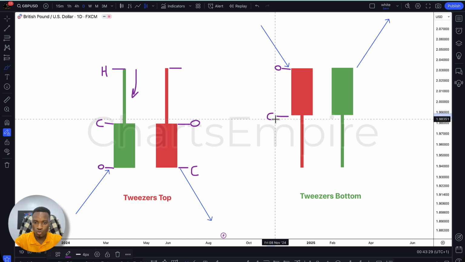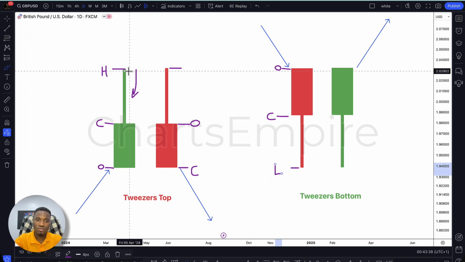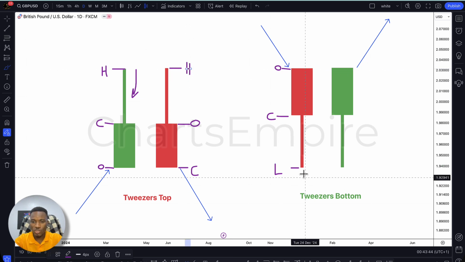Remember, we discussed lows in the first part of this tutorial, right? So we have the low right here, what we call the lower shadow or the lower wick, and the high right here is the upper shadow or upper wick. You can call it high as well, right? Don't forget that. Good. Now we have the lower shadow on the Tweezers bottom. That is the first candlestick of the Tweezers bottom, which is the bearish candlestick.